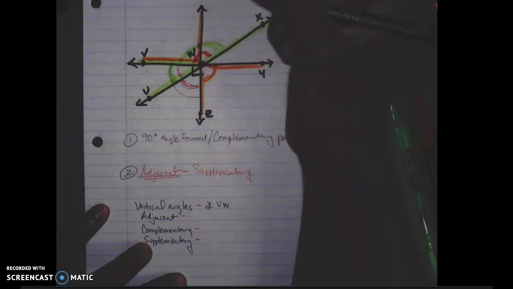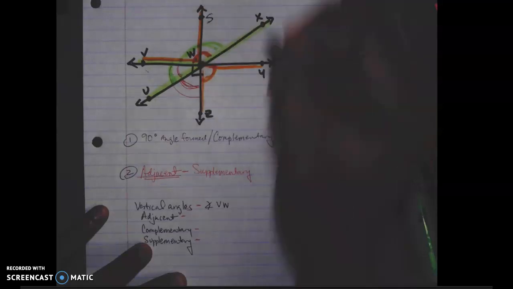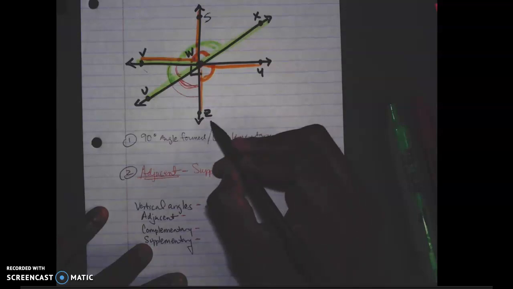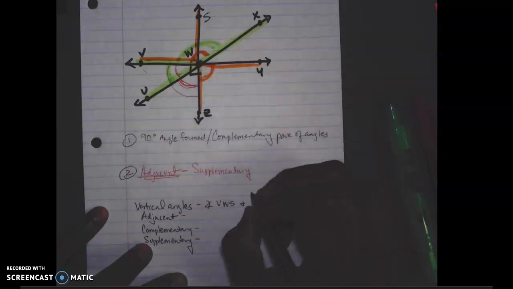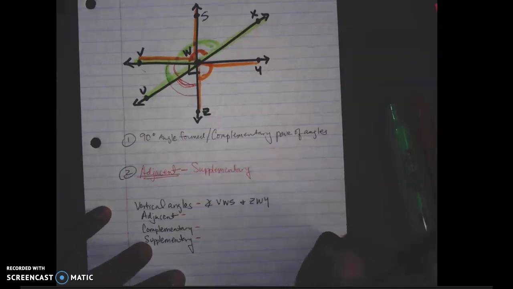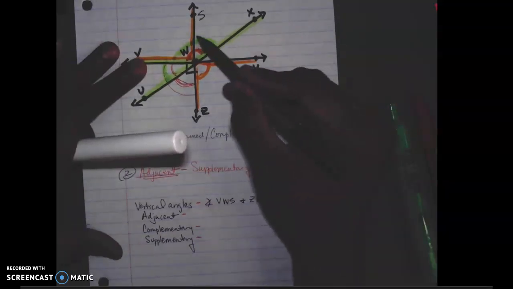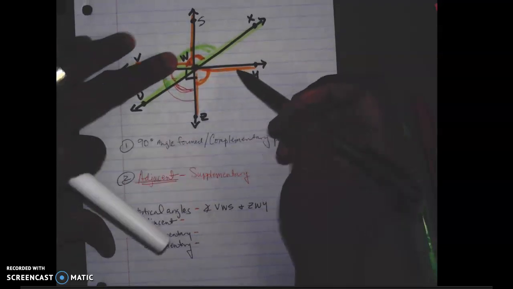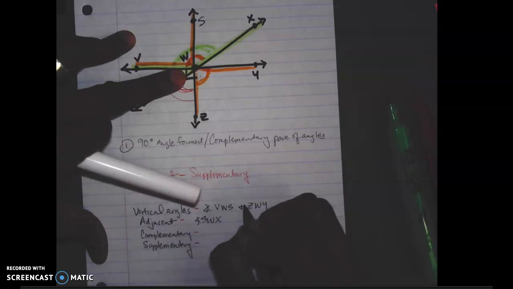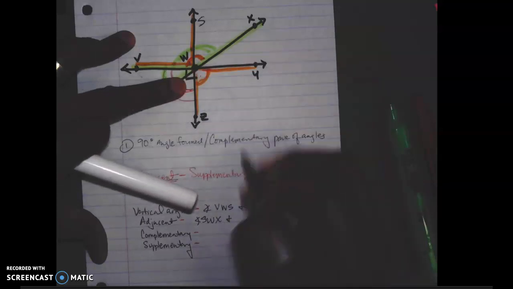So the vertical angles would be angle VW, and this wasn't labeled in the picture earlier, but we'll just call it S. So I'll say that is VWS, and angle ZWY. What about adjacent angles? These are any two angles that are right next to each other. So let's say these two angles are adjacent. They're right next to each other. We'll say angle SWX and angle XWY.